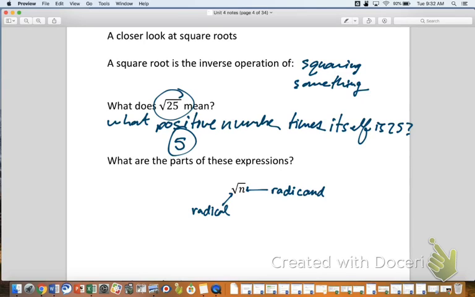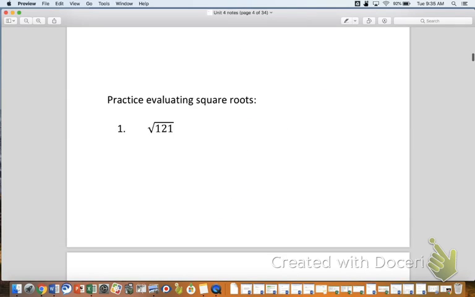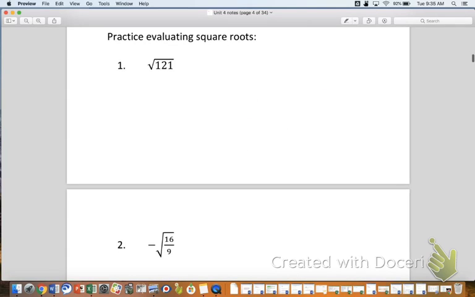Let's do a handful of examples here, see how it all goes, and then I think I'll be done with presenting stuff. Okay, so please check these out. Number 1, square root of 121. Just like we pointed out earlier, this is asking you a question. It's saying, what positive number times itself is 121?